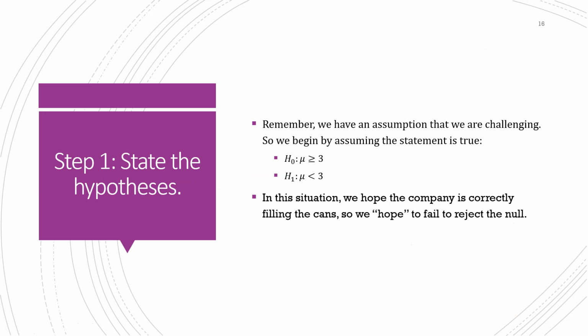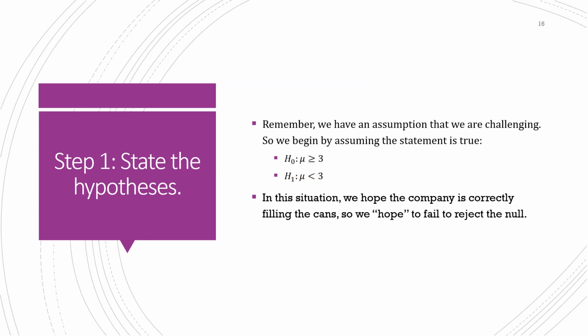The first one is to state our hypotheses. So in this one, this is the case where we have an assumption that we're challenging. This is the case where we're looking at production or manufacturing processes. So we begin by assuming the statement is true. The statement on the can is that there's 3 pounds of coffee. So remember, we don't care if it's more than 3 pounds. We want to make sure it's at least 3 pounds. So that's our null hypothesis, that mu, the population mean, is at least 3 pounds. The alternative is the opposite, that mu is less than 3 pounds.